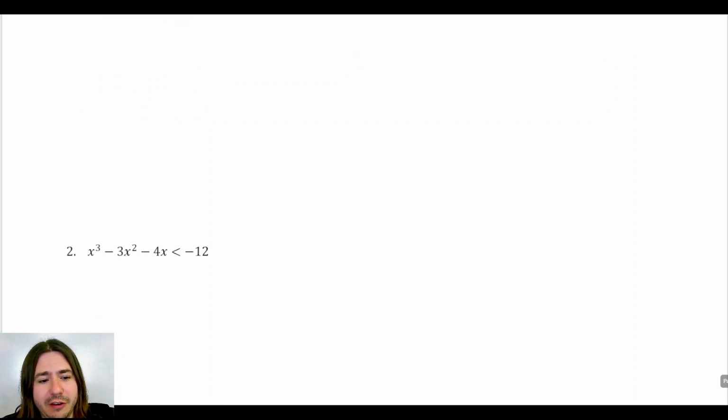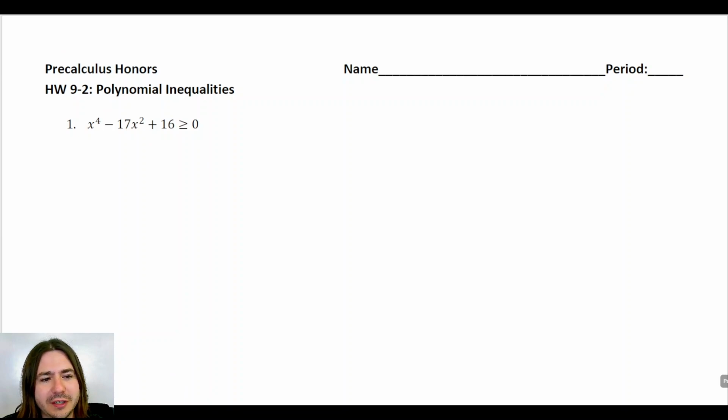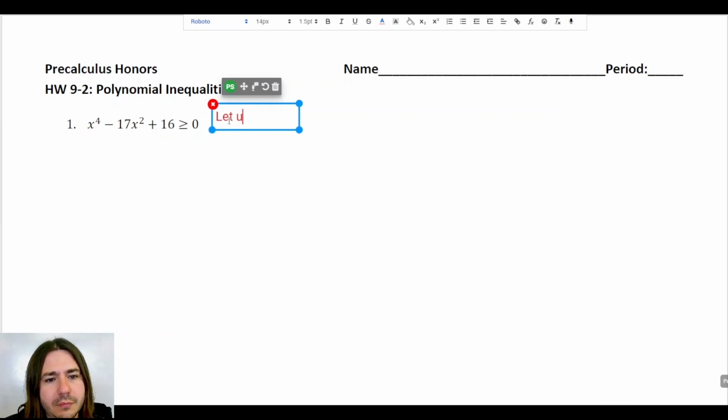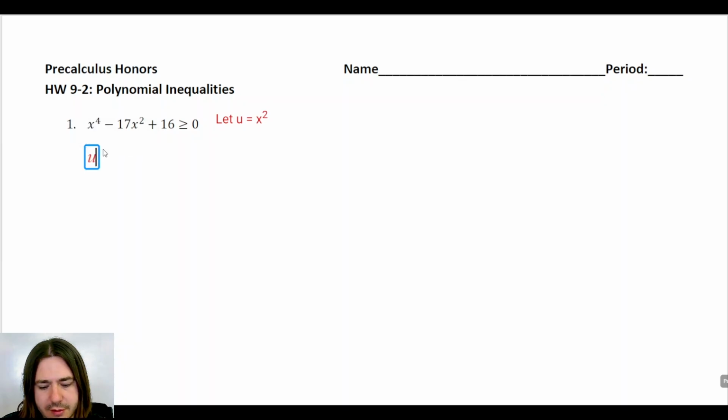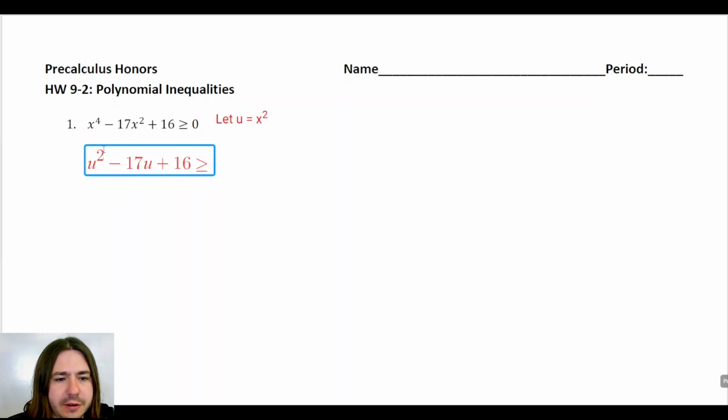Off the bat, we get a tricky one to factor. Here, we've got a quartic here, but one way you can think about this is kind of like how we did in the logarithm unit, is do a little u substitution here. So I'm just going to make a little note here that I'm going to let u be x squared, okay? And so it'll just make this a little bit easier to factor if I rewrite this as u squared minus 17u plus 16. Now it just looks a little bit more like what I'm used to factoring.